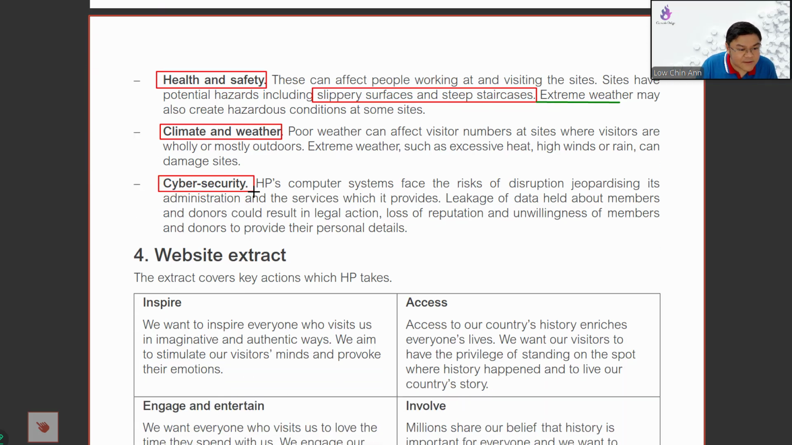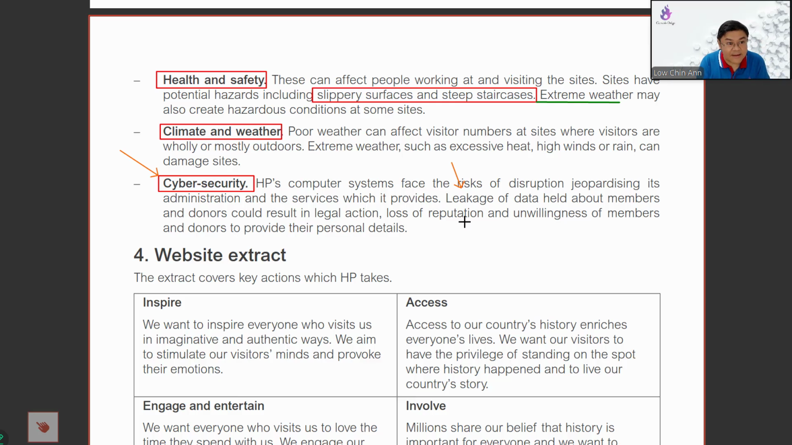So finally, cybersecurity comes in. It's quite obvious that you have a database of millions of members who donate money to the site. If you happen to have unauthorized access, it's a very bad reputation. So do take note about cybersecurity, how we deal with cybersecurity. Okay. Now, the computer systems carry risks of disruption, jeopardizing admin. Leakage of data of the member donors will bring legal action, loss of reputation, and unwillingness for them to continue to donate.